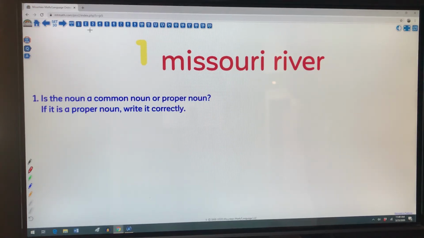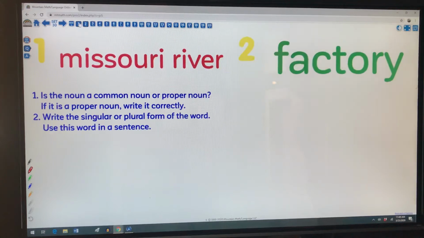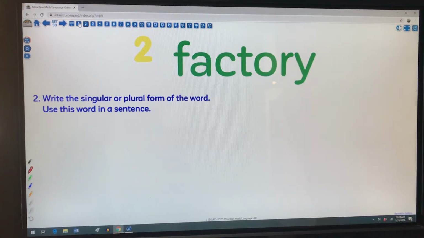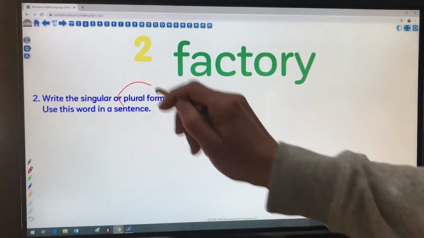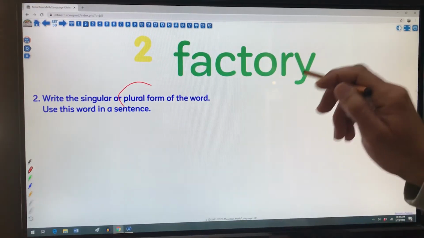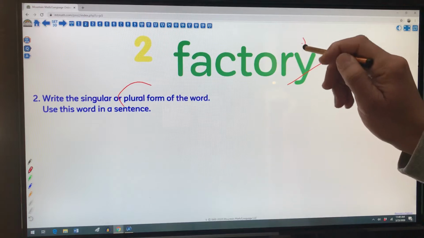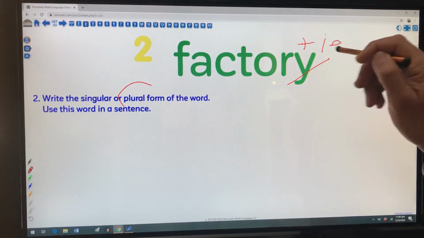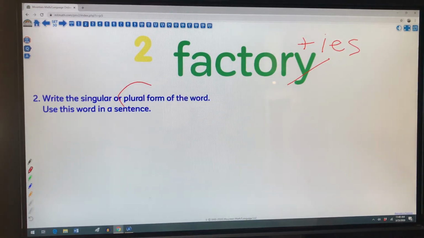Speeding on to number two. All right, singular, plural form of the word. So I have one factory, so I know that I have to make this a plural. So in that sense, I have to take factory, and I'm going to add IES after I take away the Y to make factories. Use this word in a sentence. Las Vegas has many factories that produce many different types of goods. I've made that into a plural form now.